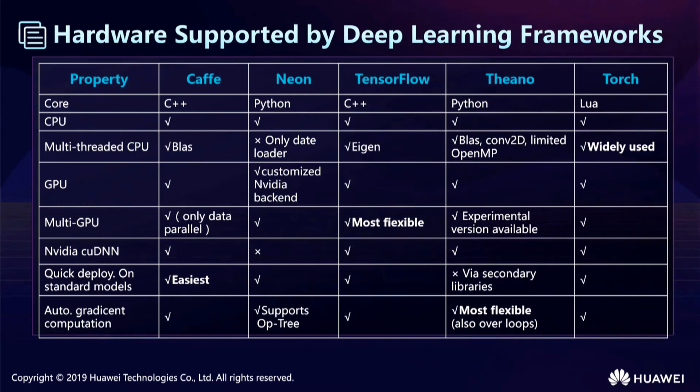From this table, we can compare these frameworks and learn some details about them, such as which language their core is written in, which frameworks support CPU, support GPU, support even mobile, and more detailed information in the table. We can see it very clearly. This table shows the advantages and disadvantages of these frameworks.